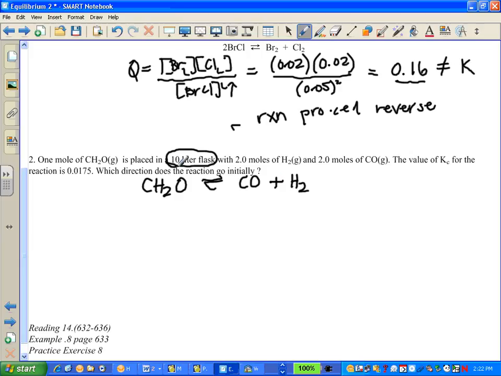The same kind of calculations could be done if we were given the partial pressures of the substances and the Kp value.